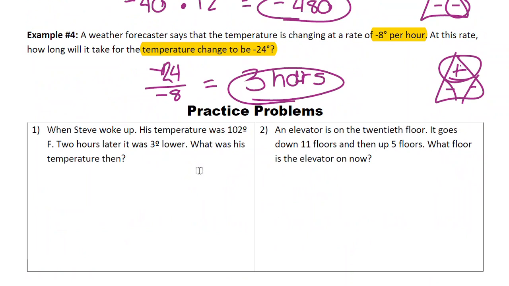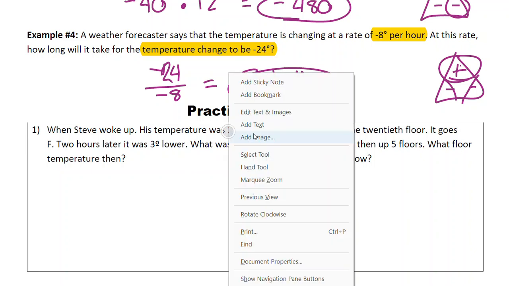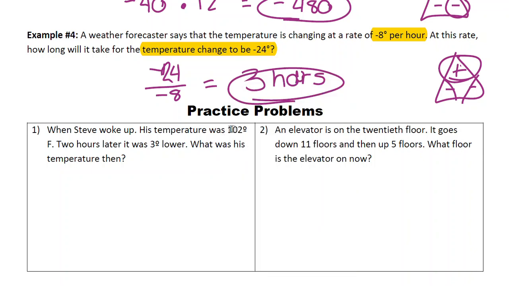All right, so when Steve woke up, his temperature was 102, and 2 hours later, it was 3 degrees lower. What is his temperature then? So he was 102, and now he's 3 degrees lower. So what is his temperature now? So I'm at 102, and then I lose 3 degrees. So now I'm at 99 degrees.